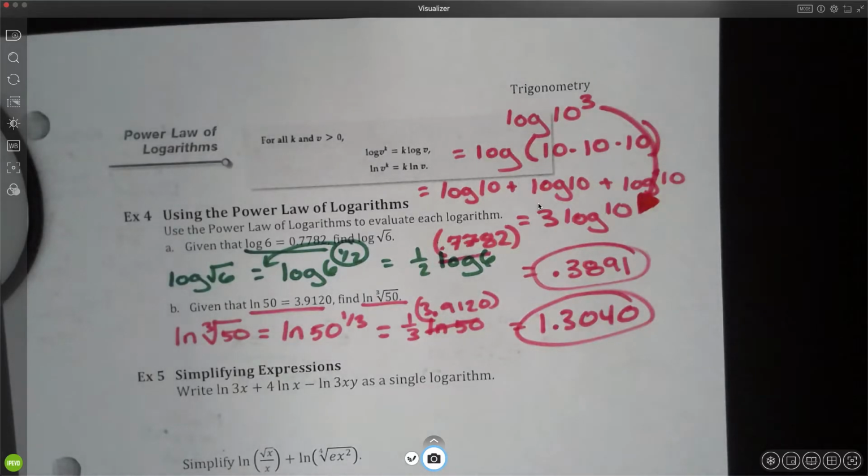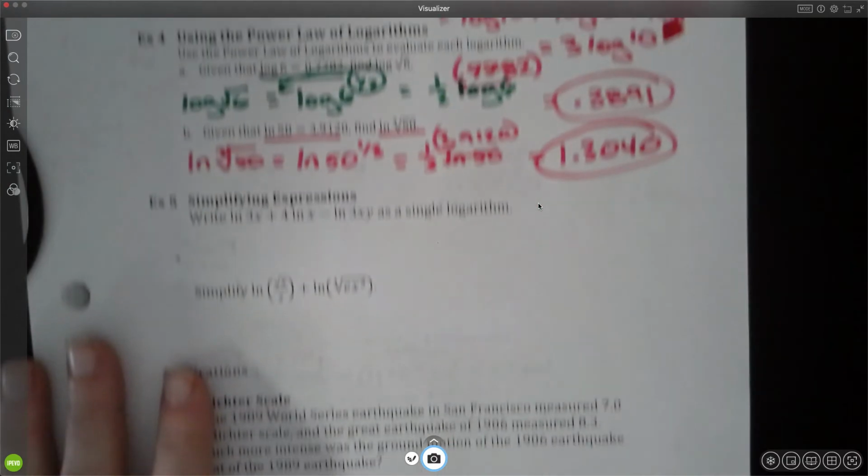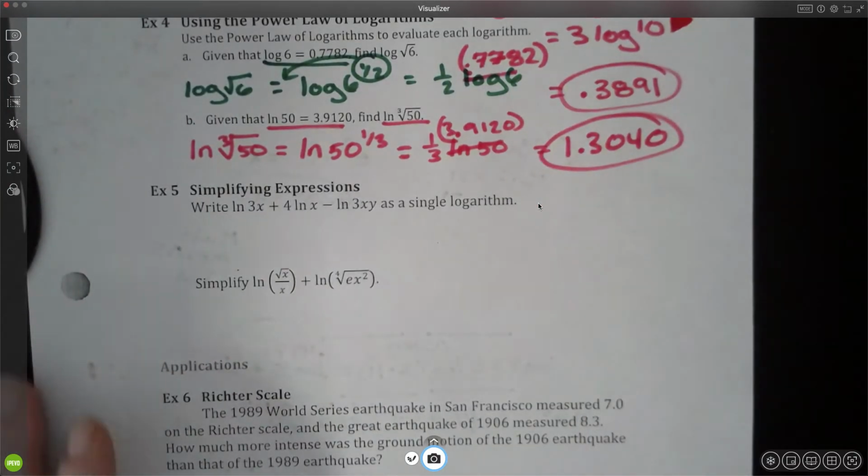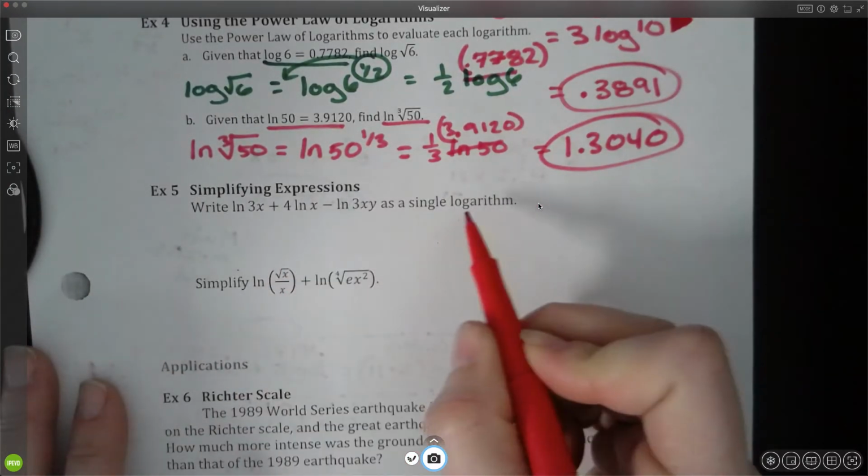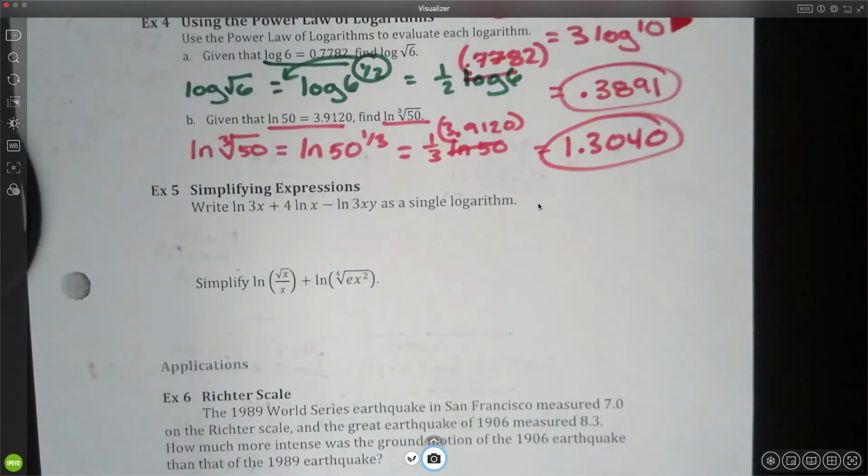Okay. These ones are going to be really super hard. These ones are going to be a lot harder. Example 5. Well, kind of. I don't know. Maybe they aren't. All right. Listen. These are the hardest ones.